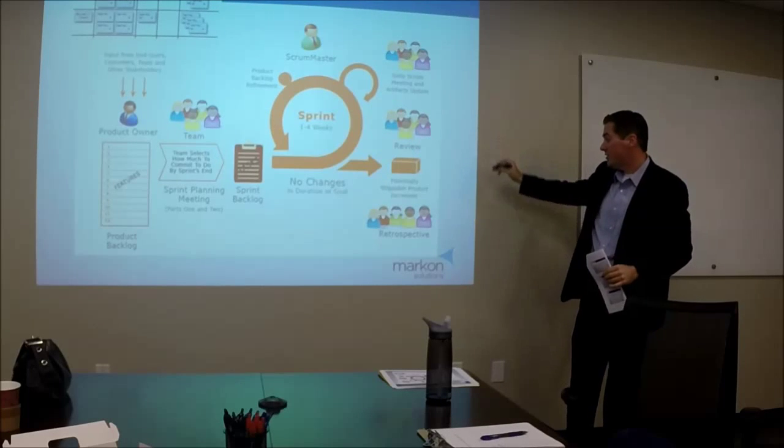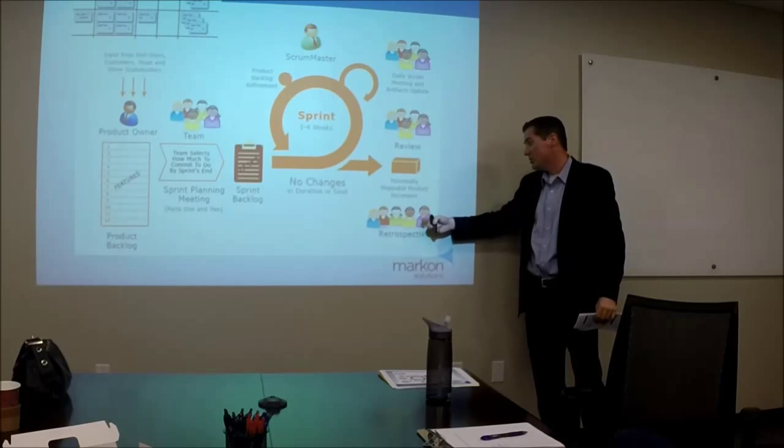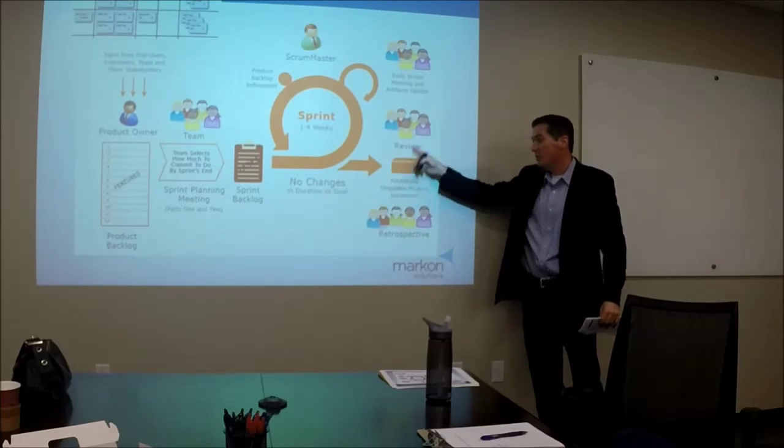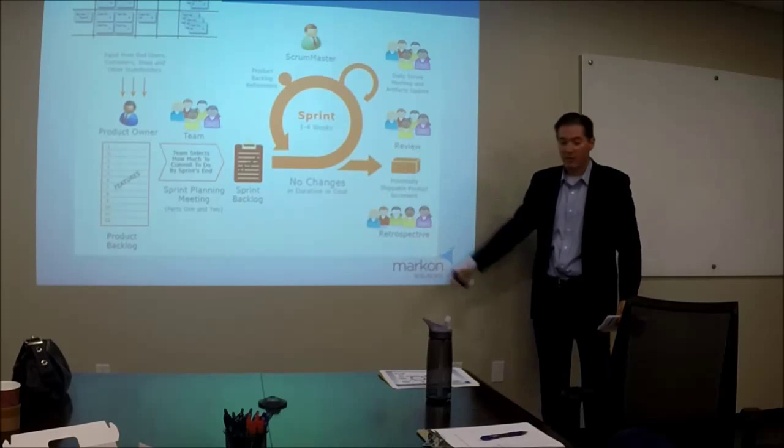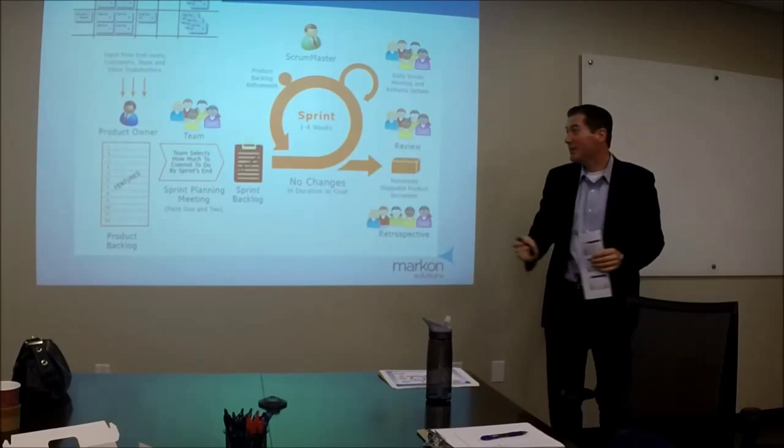We have a sprint review. That's a meeting we hold where we show the product owner what we got done. We demo our shippable product. We get feedback. We start a new sprint. Before we do that, we say lessons learned. We do a retrospective. So that's about it.